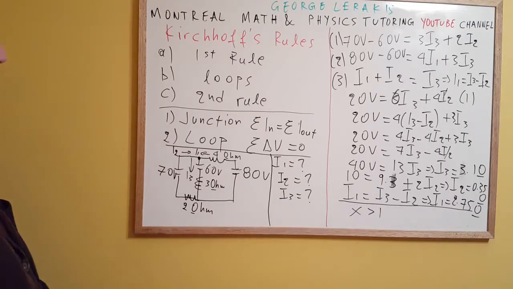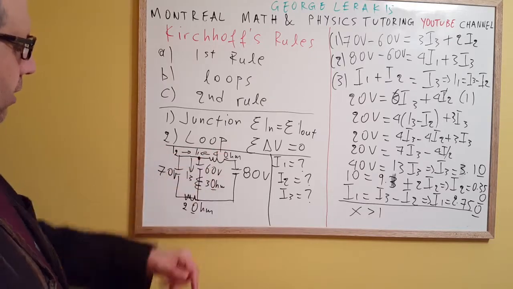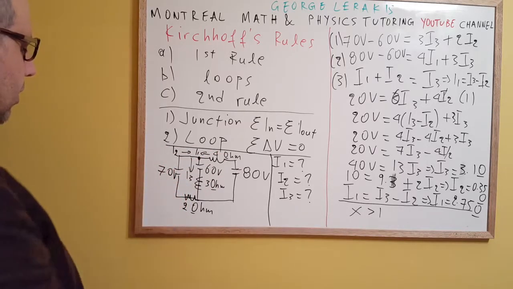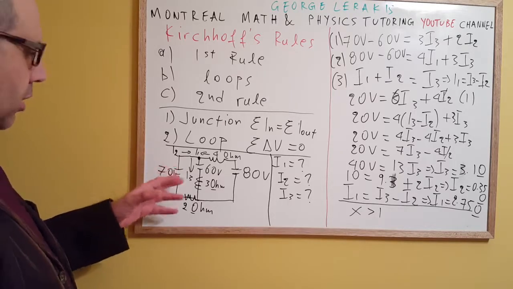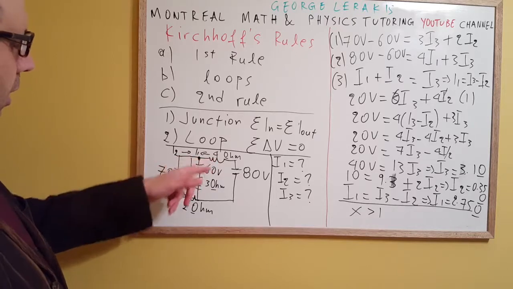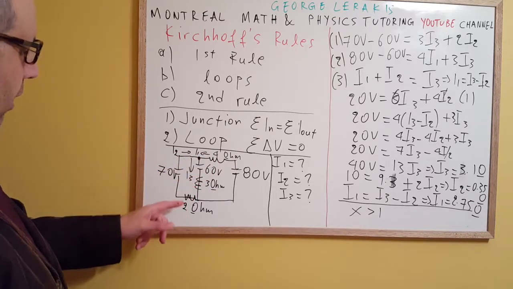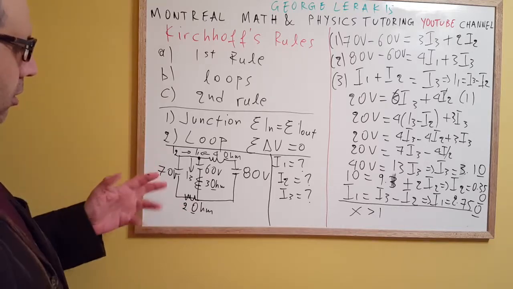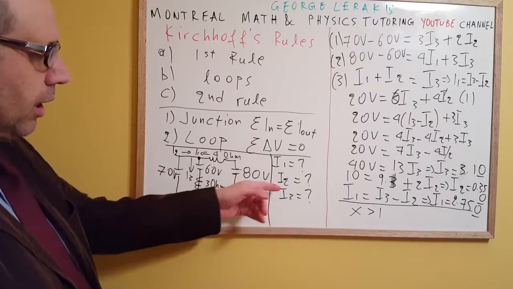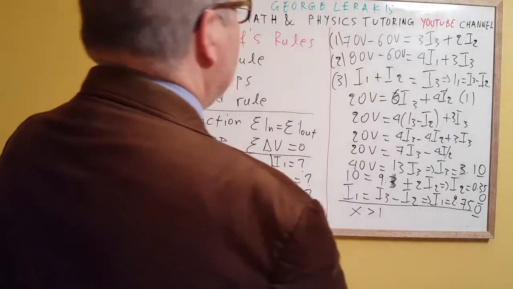So now let's do a problem. We have this circuit here, where this here is 70 volts, this here is 60 volts, and this is 80 volts, and we also have that this resistor is 4, this here is 3, and this here is 2. The question here is to find the currents I1, I2, and I3. So what do we do?